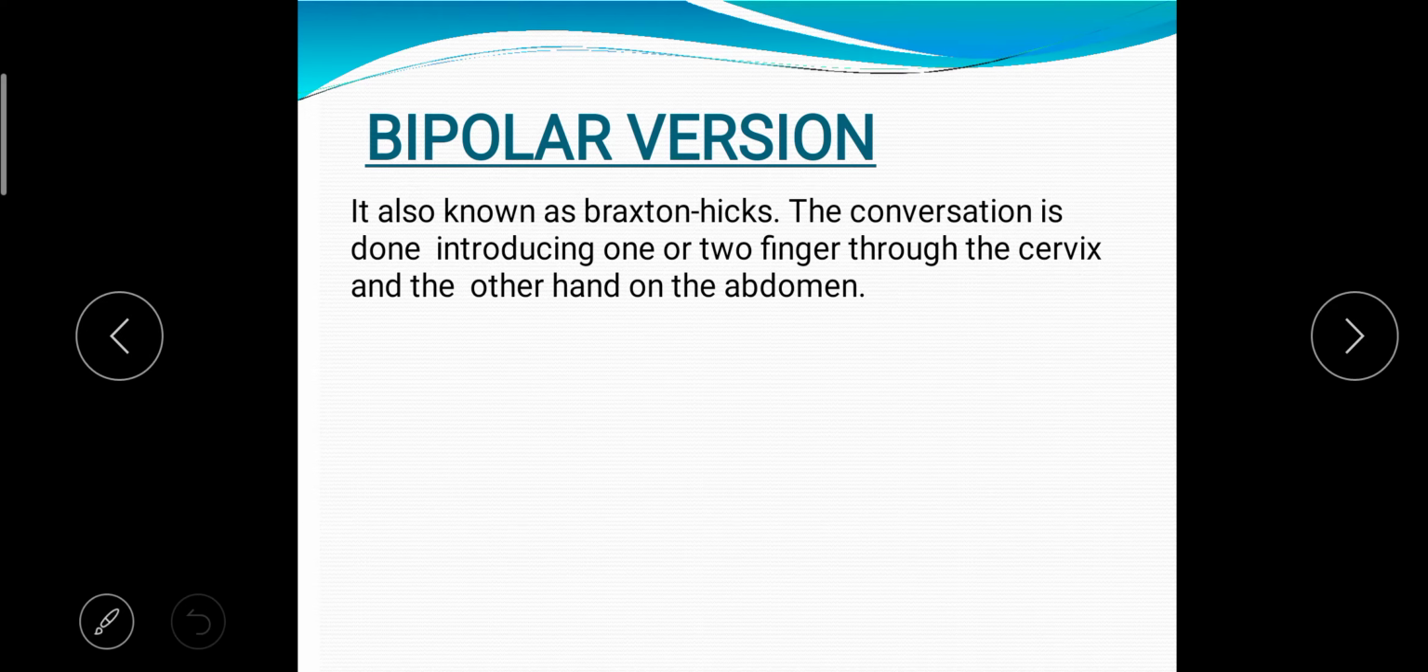So the last one, bipolar version. It is also known as Braxton Hicks. The conversion is done by introducing one or two fingers through the cervix and the other hand on the abdomen. So what they are going to do, only one or two fingers they are going to introduce through the cervix, and the other hand will be on the abdomen. Okay, not inside. First both hands will be outside, second it will be inside, and third they are going to introduce only two fingers through the cervix, but the other hand will be on the abdomen.